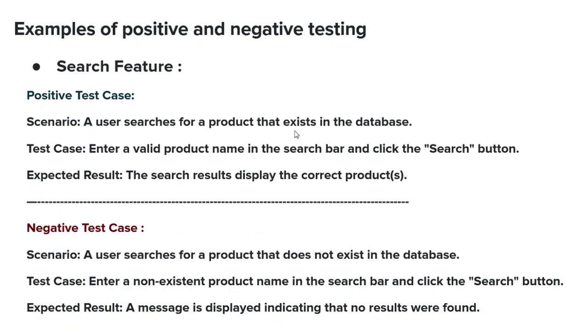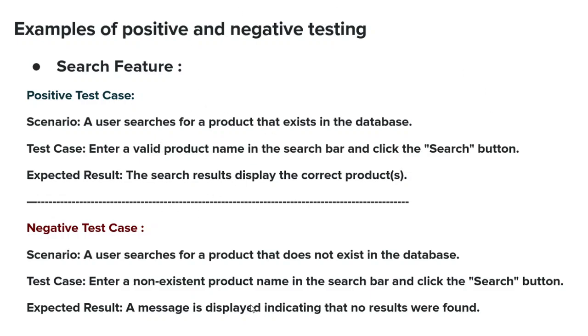Now let's take another feature, the product search feature. What are the positive scenarios in the search feature? Let's say the user searches for a specific product that exists in the database. So you will type the product name in the search box and you will click on search. In that case, the product should be displayed. Search results should be displayed. That is the positive test case.